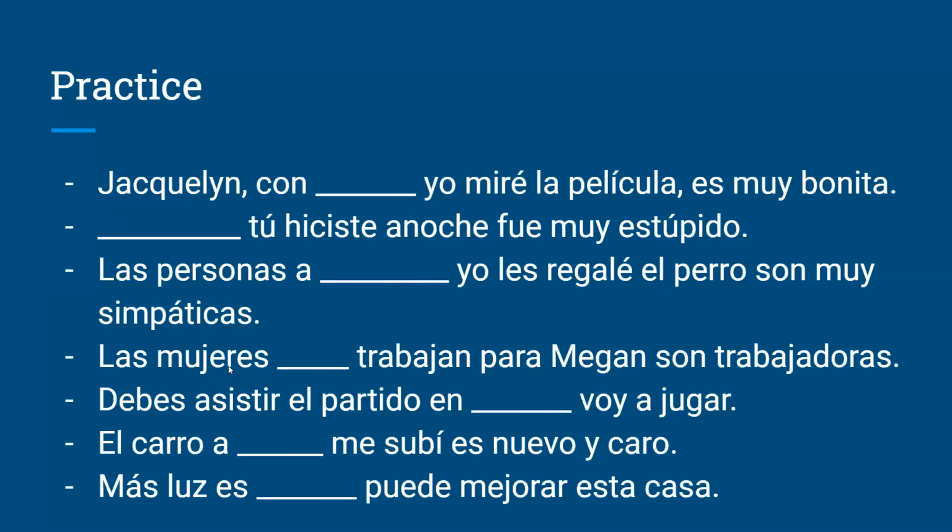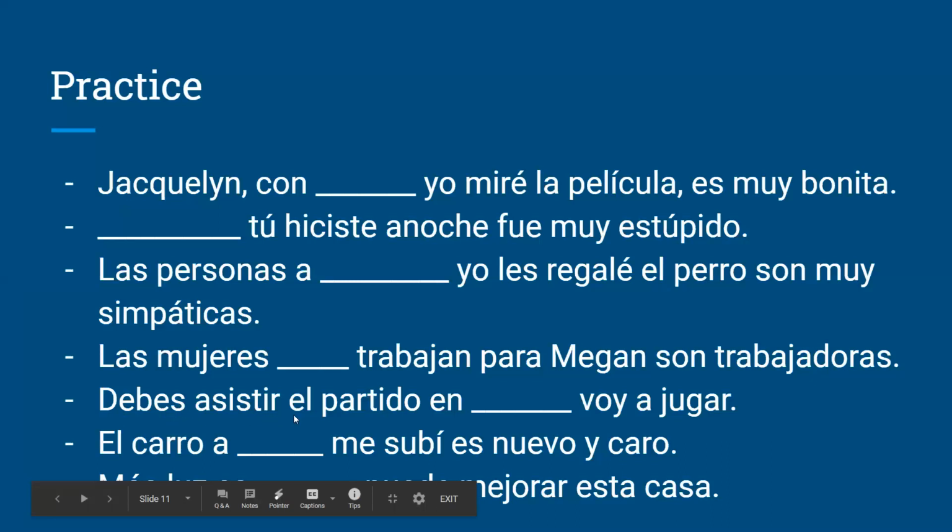Number four, the women who work for Megan are hardworking. First question, are we talking about human beings? Yes, the women. Second question, do any of our quien rules apply? Well, it's not set off by commas. It doesn't have a preposition right in front of it. And kind of our cheating rule for number three, it didn't start with ser. So no, none of our quien rules apply. Therefore, even though we were talking about human beings here, we have to go with the word que. So las mujeres que trabajan, because none of our quien rules worked.